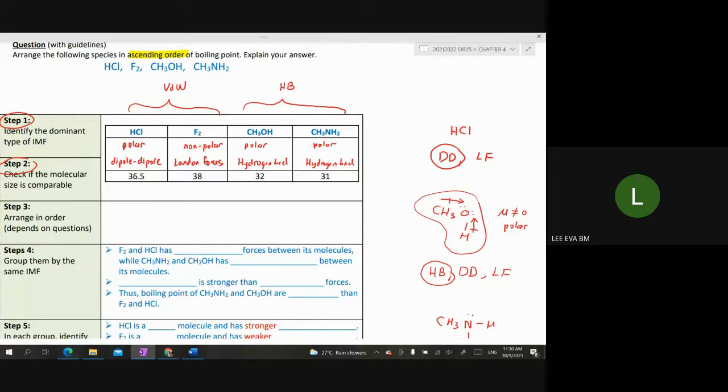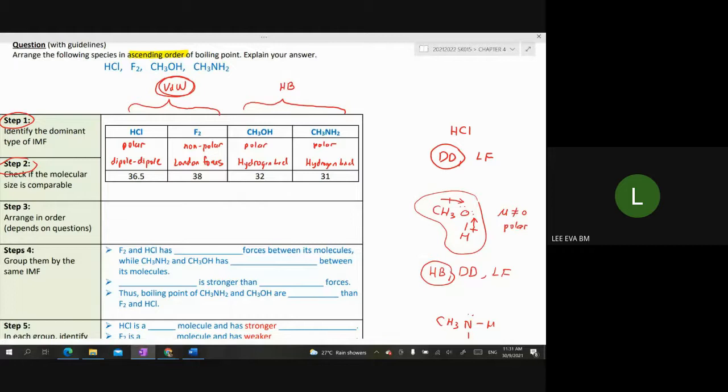Which force is weaker, van der Waals or hydrogen bond? Van der Waals is weaker. Hydrogen bond is stronger. So we look at van der Waals first. Okay, we look at van der Waals, yeah?